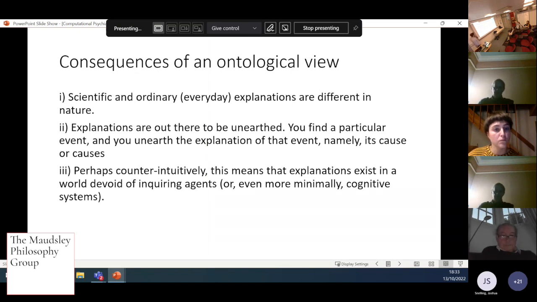Again, consequences for an ontological view. Scientific and ordinary explanations are different in nature. Again, explanations are out there to be unearthed. You find a particular event, you unearth the explanation of that event, namely its cause or causes. Perhaps counterintuitively, this means that explanations exist in a world devoid of inquiring agents. Imagine a possible world where there are no inquiring agents. There just are relations of cause and effect that are explanatory, even if nobody is there to care about that.